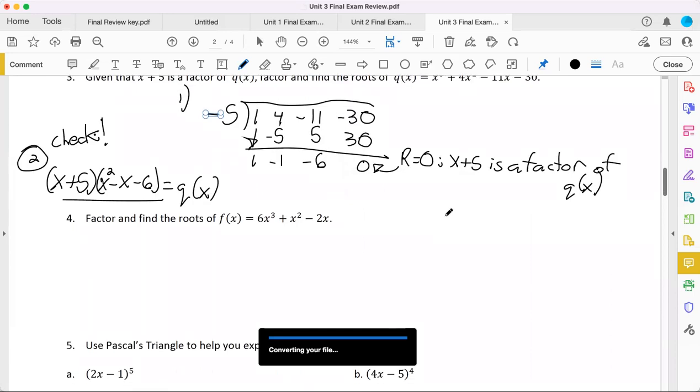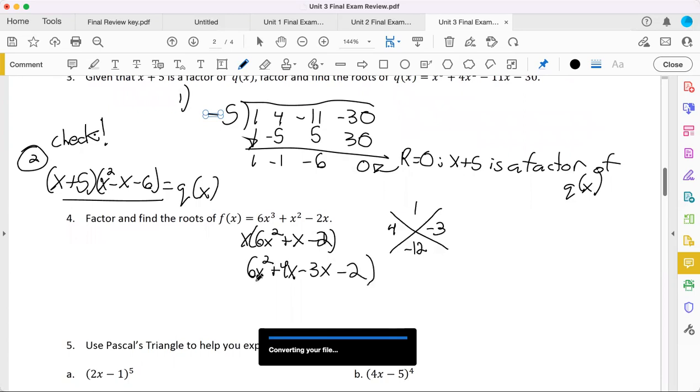This is, well, what's common with everything? Hopefully you're saying it's x. And then you can think factors of 6 times -2, so -12, that add up to 1. So it's definitely 4 and -3. So you can now rewrite this as 6x squared plus 4x minus 3x minus 2.